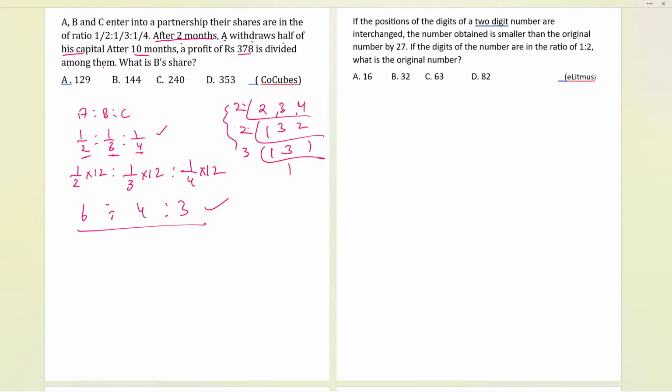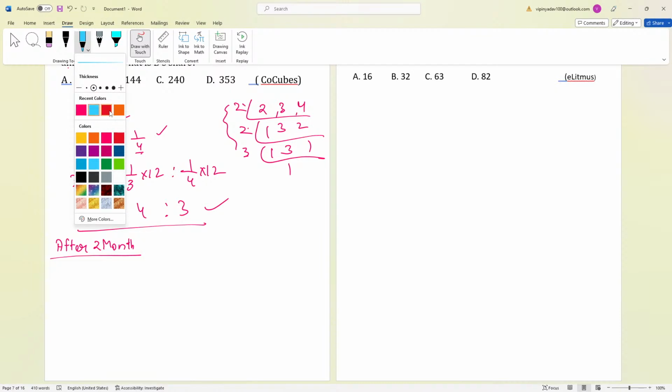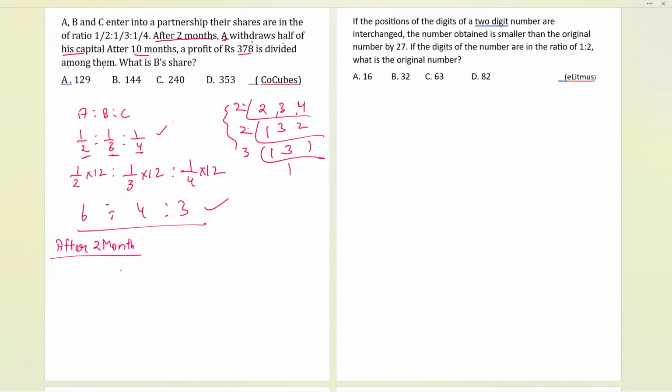Okay, fine. So now A is in a hurry, like he wants to take out some of the money, or he wants to use it somewhere else. So after 2 months, what happened? After 2 months, he decided to take out his money. And now, if he's trying to take out his money, what is he going to do with the money? Let us see over here.